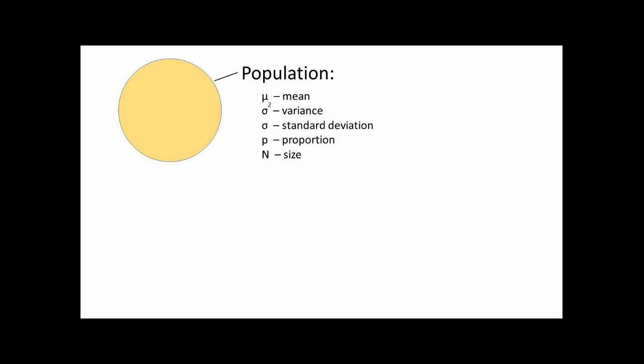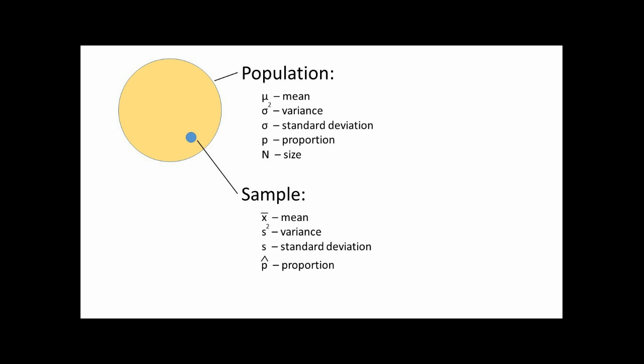Because it may be impractical or impossible to measure each individual fish in this population, we might try to describe the population based on a sample, represented by this smaller circle. The sample also has certain parallel statistics associated with it, including its mean, abbreviated x bar, variance, which is lowercase s squared, the standard deviation, which is s, proportion, represented by p hat, size, which is lowercase n, and so on.